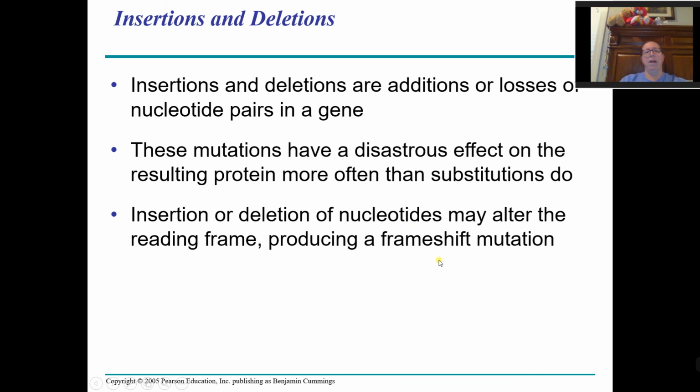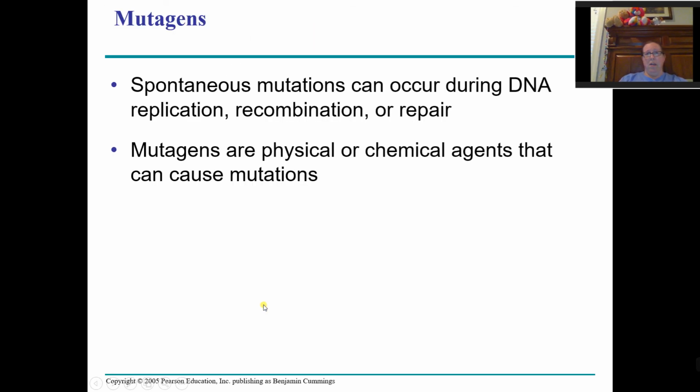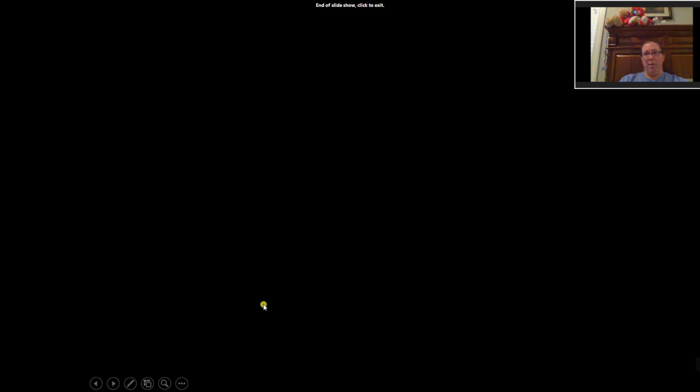Frame shift means how you read it, right? If I'm reading along and suddenly something gets inserted, then I'm not reading the same information. You have to think of it like a book. When you read, if there's another word in there, then the sentence doesn't make sense. That's a missense. And if it stops altogether and there's nothing left on the page, that doesn't make any sense either, so that's a nonsense one. That's what we were just talking about before. We get into mutagens. I'll let you read this and some more pictures.